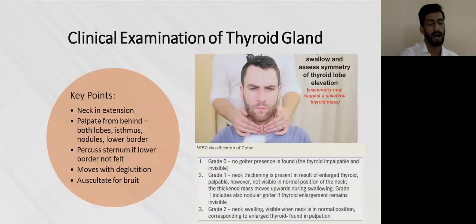Now, how do you know that a mass palpated there is actually thyroid? Yeah, movement on deglutition. And when you have a patient with symptoms and signs of thyrotoxicosis, always auscultate the thyroid for a bruit. Now, there is a WHO classification of thyromegaly or a goiter, which is grade 0, 1 and 2. Grade 0 is none, grade 1 is seen, grade 2 is neck swellings with some compressive features and an enlarged thyroid gland.